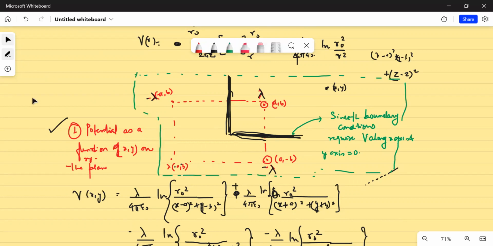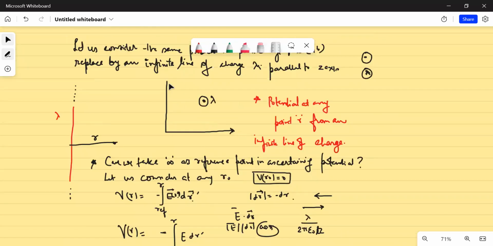Because see, these two are infinite grounded conducting planes, and if a line of charge with a linear charge density lambda is placed, what will happen? Because of the presence of this charge, equal and opposite charges will be induced on these surfaces. So in totality, on these surfaces you will have an induced linear charge density which should be equal to minus lambda.